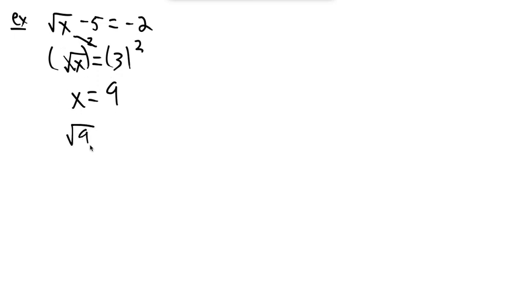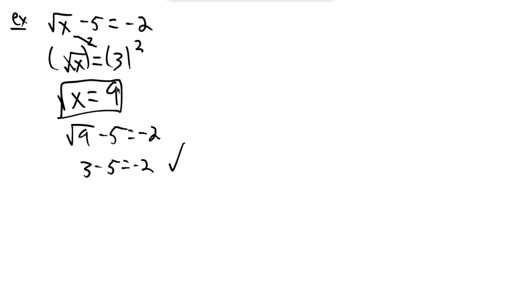So the square root of 9 minus 5 is equal to negative 2. Is this true? We get 3 minus 5 is equal to negative 2. This is correct, so this is our answer. All right, let's do one that's a little bit harder here.